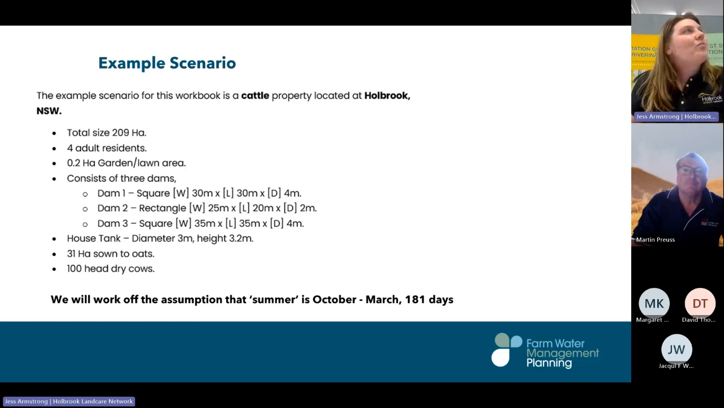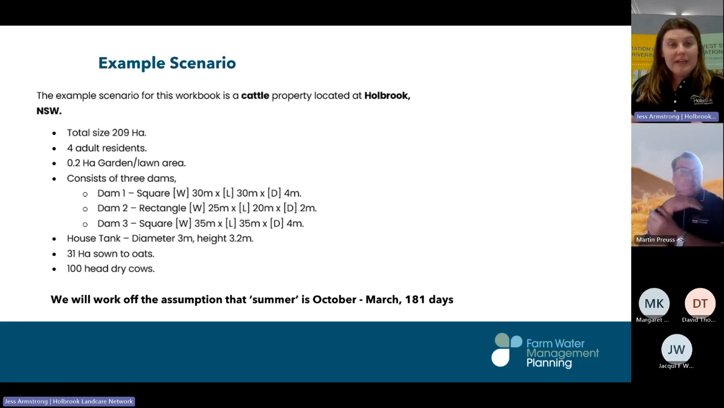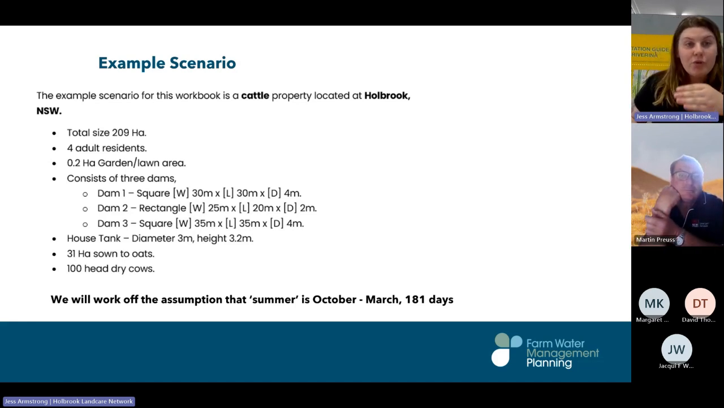So, according to this example, we are based on a cattle property located here at Holbrook. We know that we are about 209 hectares in size. The household has 4 adult residents. Our garden/lawn area is 0.2 hectares. On our property during a dry time, I've gone through and identified that I have 3 dams that are most reliable during a stressful period. And that's Dam 1, Dam 2, Dam 3. I got very creative with the names. We have one house tank, which has a diameter of 3 meters and a height of 3.2. We know that we've got 31 hectares sown to oats and we've got 100 head of dry cattle.